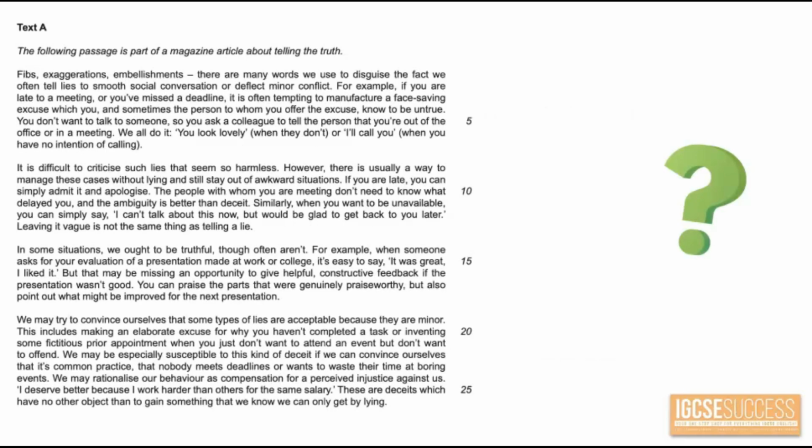So the following passage is part of a magazine article about telling the truth. Fibs, exaggeration, and embellishments. There are many words we use to disguise the fact we often tell lies to smooth social conversations or deflect minor conflict. For example, if you are late to a meeting or you've missed a deadline, it is often tempting to manufacture a face-saving excuse which you, and sometimes the person to whom you offer the excuse, know to be untrue. So a little white lie.